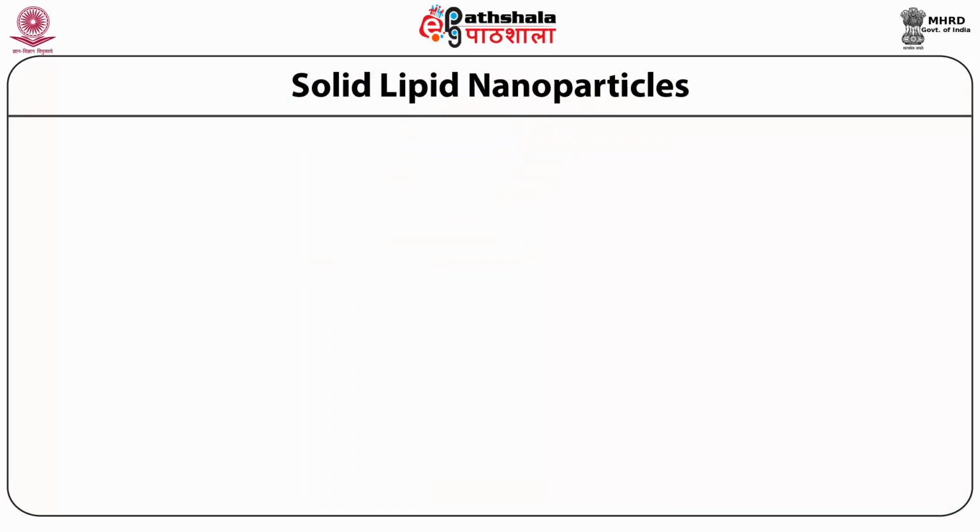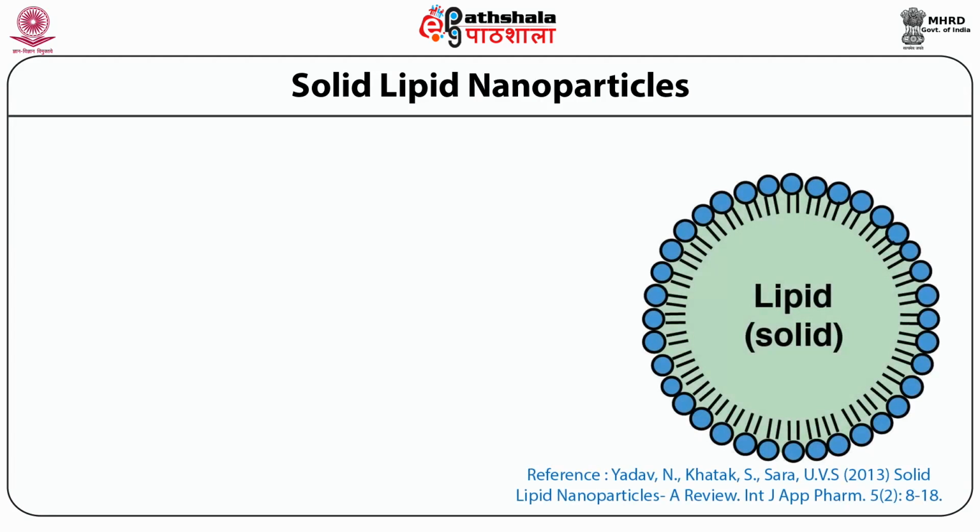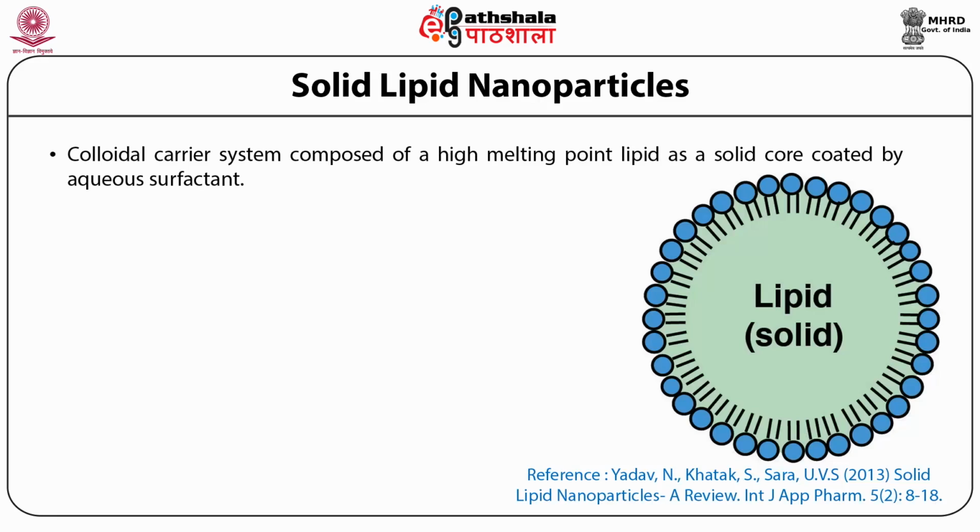Another popular kind of formulation in the nano dimension are the solid lipid nanoparticles. The difference in solid lipid nanoparticles from other carriers is that the core is made up of a solid lipid. So the colloidal carrier system is composed of a high melting point lipid as a solid core coated by an aqueous surfactant. Since it is a high melting point lipid and does not melt under ambient temperatures, it maintains the hard structure of the core.